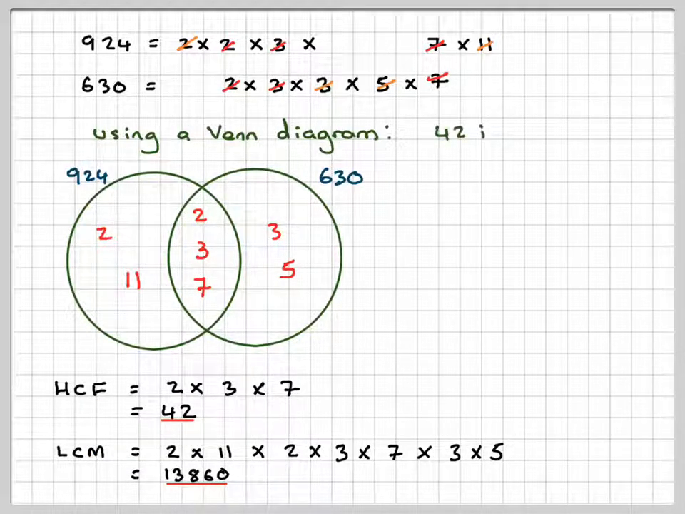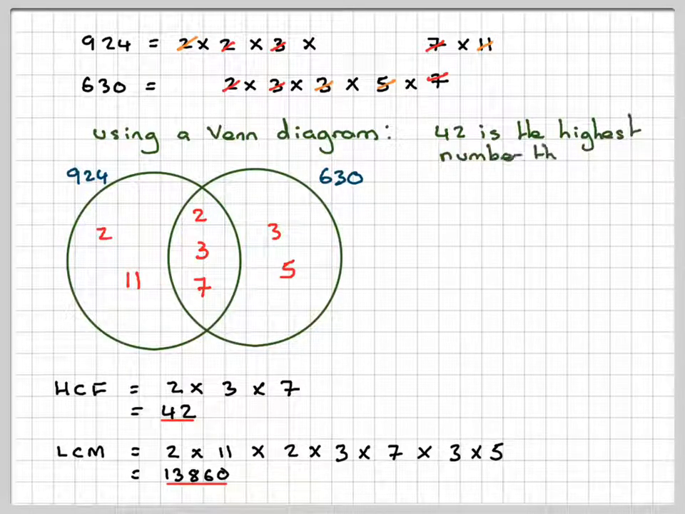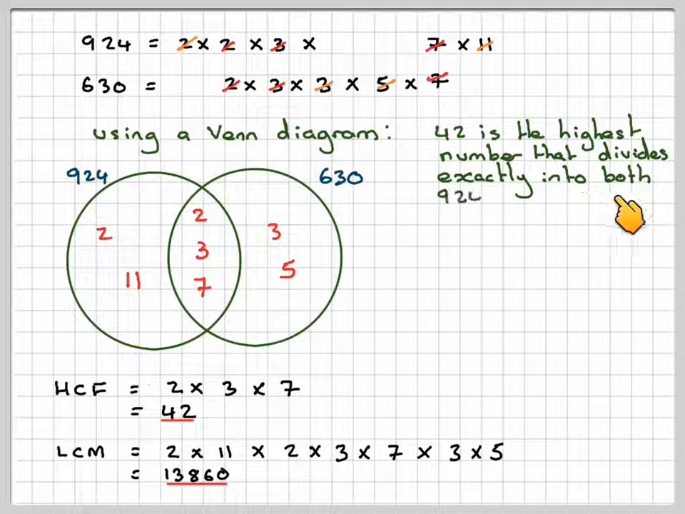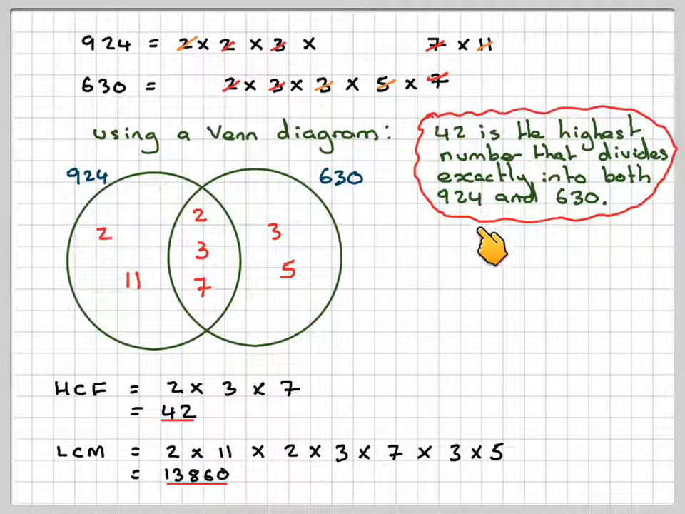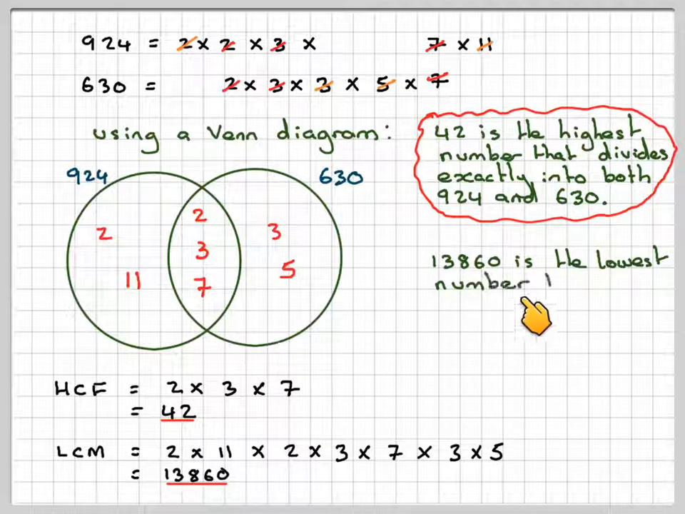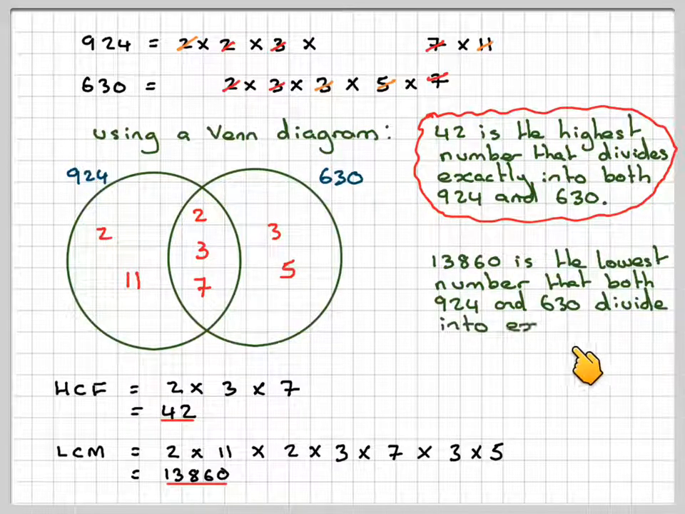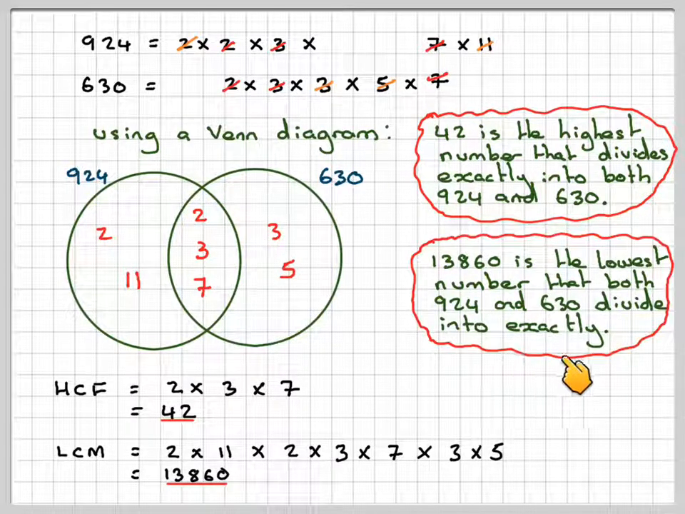Now, what have we actually found here for the HCF and the LCM? Well, the HCF is the highest number. 42 is the highest number that divides exactly into both 924 and 630. And the LCM, 13,860, is the lowest number that both 924 and 630 divide into exactly.